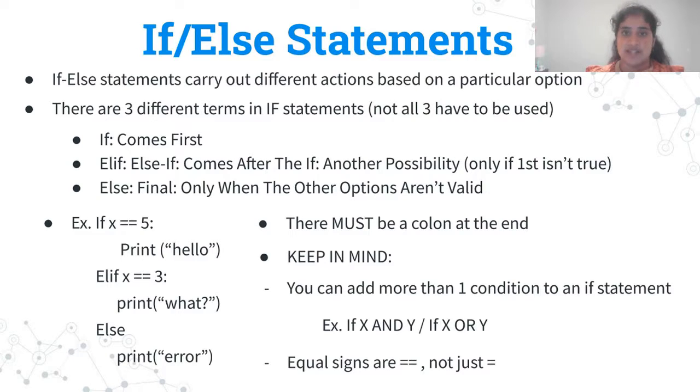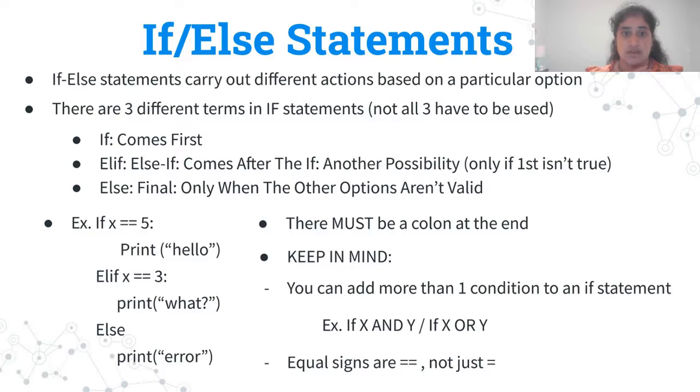It's another possibility that takes place only if the first option isn't true. Then we have else, which is final. This only takes place when the other options aren't valid. For example, if we look at our example over here, we have if x is equal to 5, print hello. It's pretty self-explanatory. If x is equal to 5, the statement will print hello.